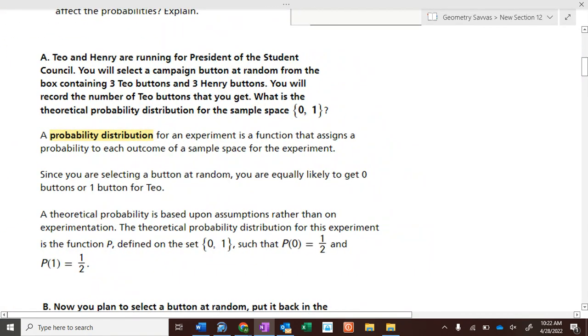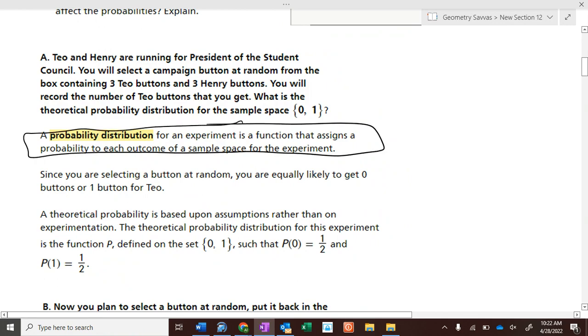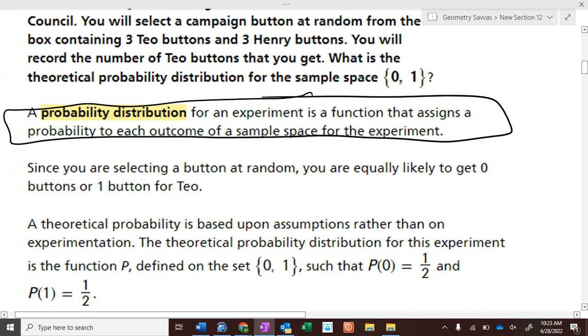Okay, next, probability distribution. Yes, vocab sheet. The probability distribution for a function assigns a probability to each outcome of a sample space for an experiment. So it's the probability of something happening. The probability distribution.